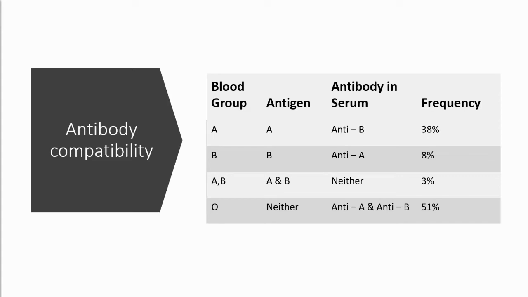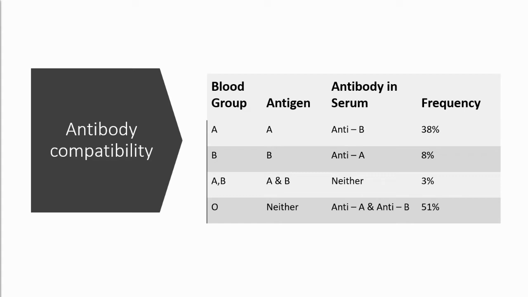So for individuals of blood group A, they possess functional A alleles and have the A antigen on the red cells. Therefore, they have anti-B antibodies in their serum. For individuals of blood group B, they have functional B alleles and have the B antigen on the red cells. Therefore, they produce anti-A antibodies.